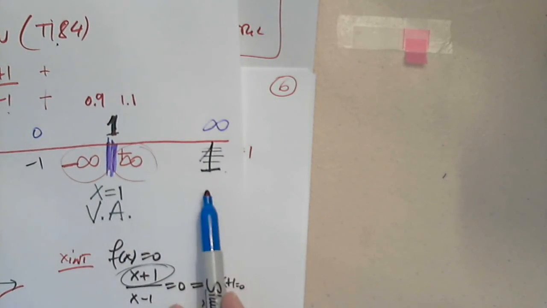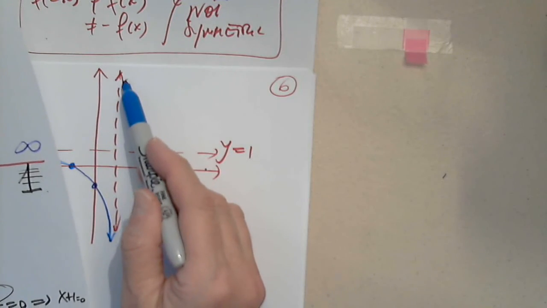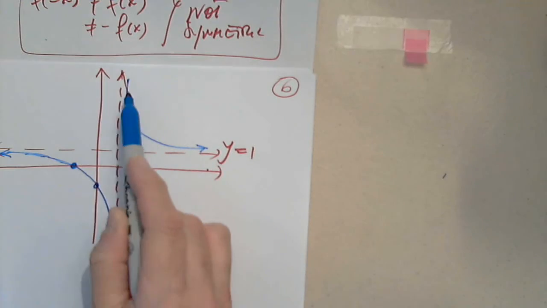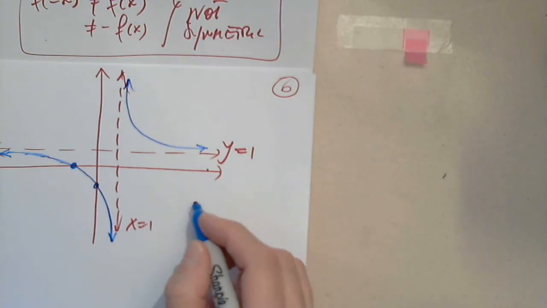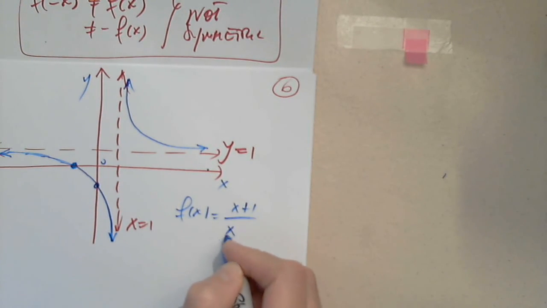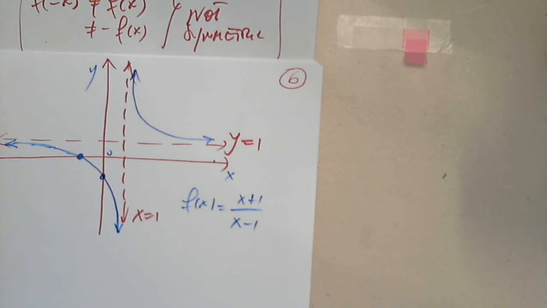On the other side, it says come from positive infinity and approach 1. So this is the graph of f of x, x plus 1 over x minus 1. Any questions? Well, obviously, this is the first example, so let's look at another one.